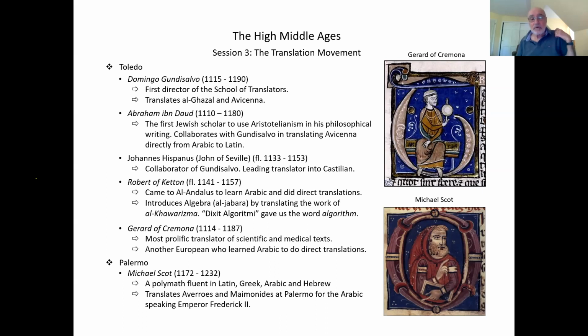He translates Averroes and Maimonides at Palermo for the Arabic-speaking Emperor Frederick II. The Norman emperor at Palermo, Frederick II, inherited a court that was so steeped in Arabic law, lore, and intellectual traditions that he learns Arabic. And he wants translations of Averroes and Maimonides into Latin for other people in his polity.